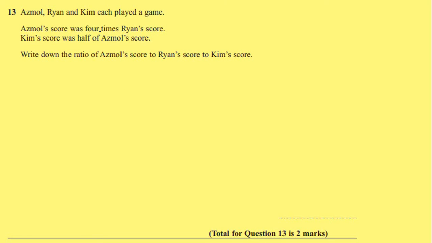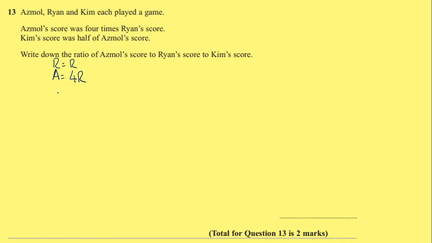Asmal's score was 4 times Ryan's score. Kim's score was half of Asmal's score. Write down the ratio of Asmal's score to Ryan's score to Kim's score. So, first off, Asmal's score was 4 times Ryan's score. Okay, so we're going to say that Ryan's score was R, which means that Asmal's score was 4 times Ryan, 4R. So if Ryan got 5, Asmal got 4 times 5 is 20.